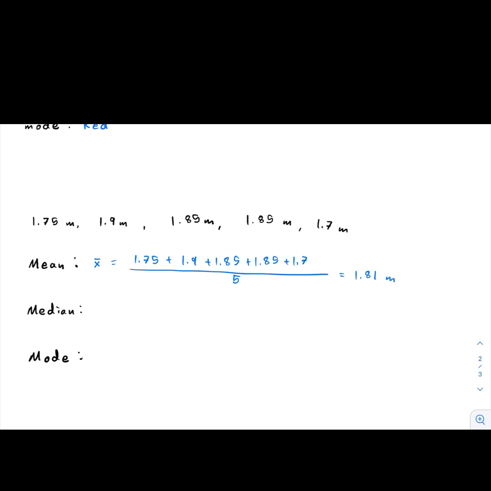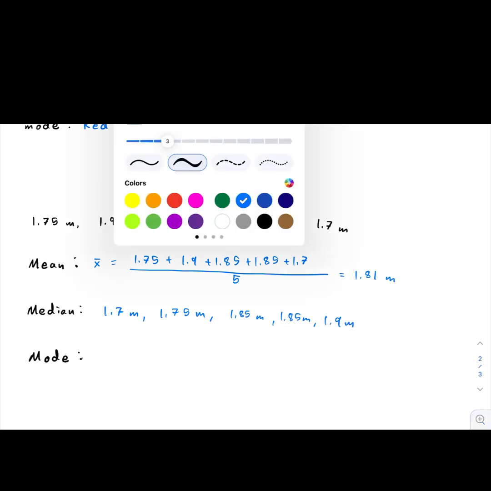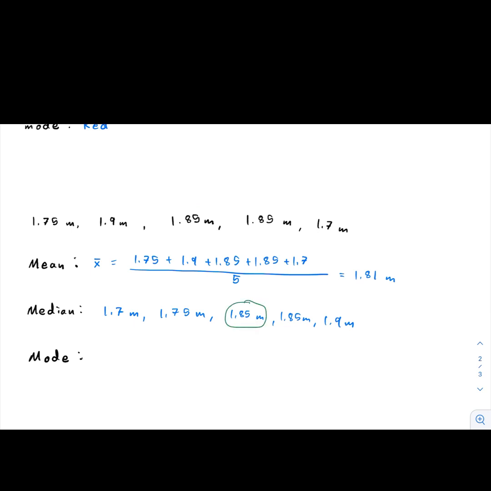Next, to find the median, we'll write the numbers in ascending order, meaning smallest to largest. And from here, we'll see that the middle value is right here because we have 2 values to the left and 2 values to the right. Therefore, our answer for our median is 1.85 meters. And lastly, we can see that we have 2 values of 1.85 and 1 of each of the other values, so our most frequently occurring value, or our mode, is 1.85 meters.